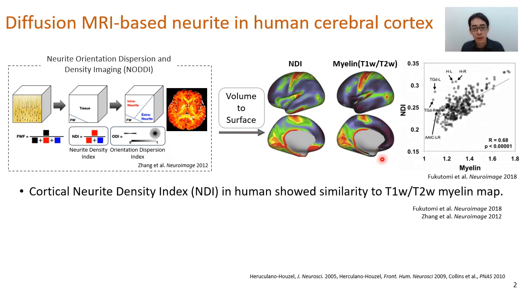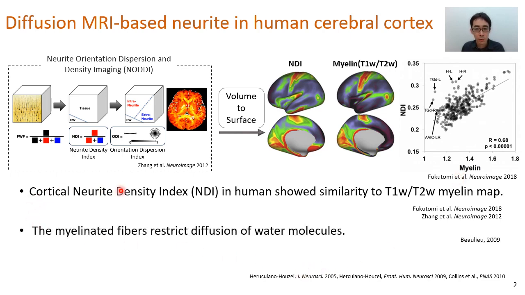In our previous study, we applied the NODI model to the HCP dataset, developed a surface mapping pipeline, and found that the spatial distribution of NDI was quite similar to T1-T2 myelin. Regional neurite density was moderately correlated with T1-T2 myelin. So, we considered NDI may partly reflect the restricted diffusion of myelinated fiber.